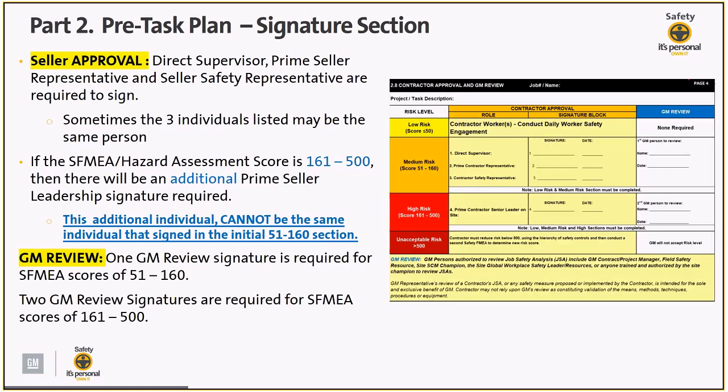So as far as GM review goes, we are looking for one GM review signature for medium risk, so for the 51 to 160. And then a secondary signature is required, which once again cannot be the same person as the first signature. So a second signature is required if the scores are 161 to 500.